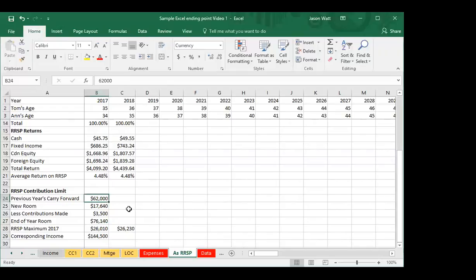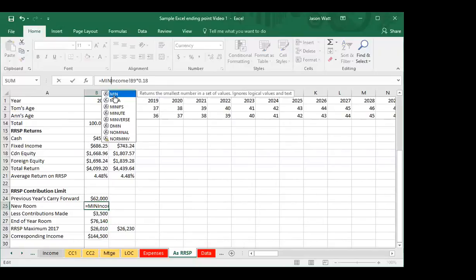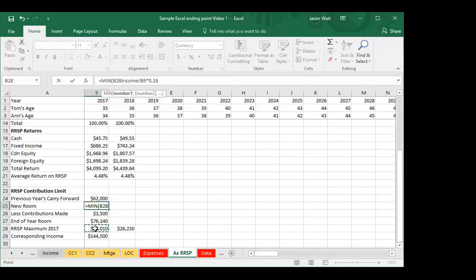The thing that we have to note here, the new room can't be more than $26,010. Again, we know how to do that. We're going to use a minimum number. It's going to be the minimum between this amount and the amount that we calculated here, and that will stop us from going over the RSP limit.